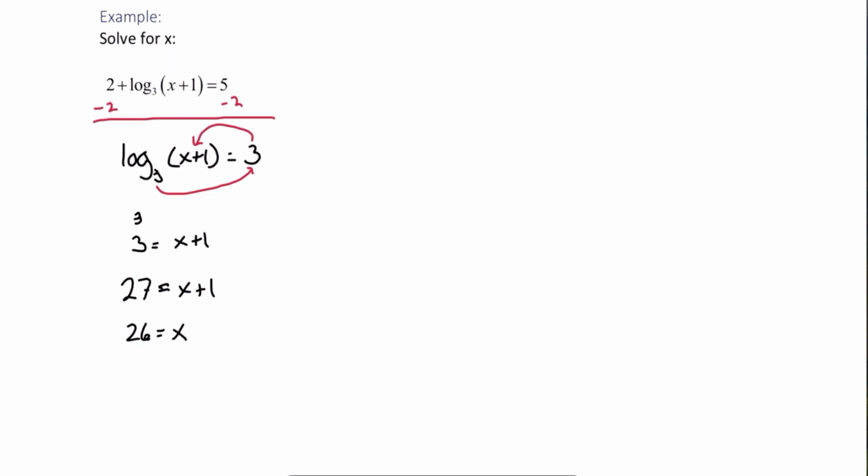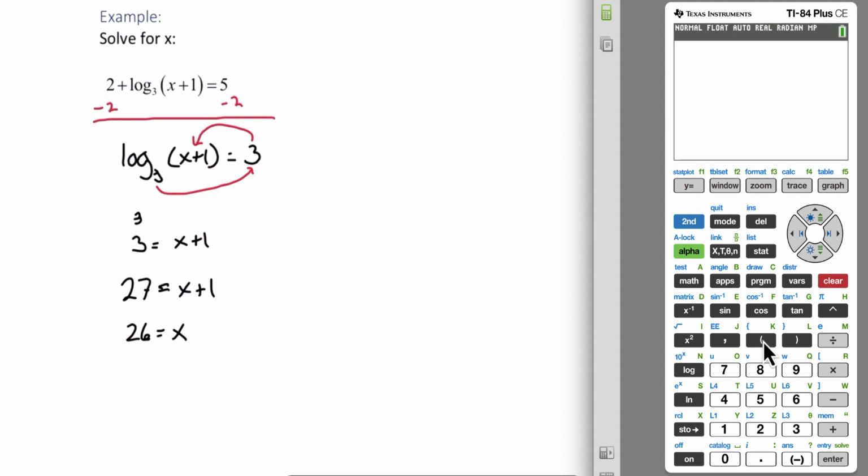Since we started with a logarithmic equation, we do want to check our solution to make sure it's not extraneous. So in the calculator, go to the original equation, 2 plus log base 3. We can go to the math key and then scroll up to log base. We want the base to be 3 and x plus 1. X we think is 26, so we'll type in 26, add 1, and hopefully this is equal to 5. It is, so we know our solution is correct.